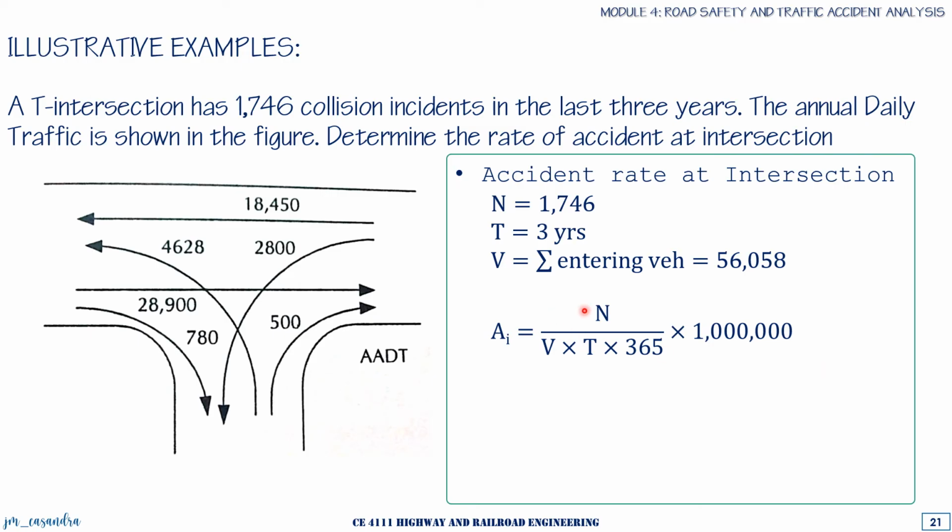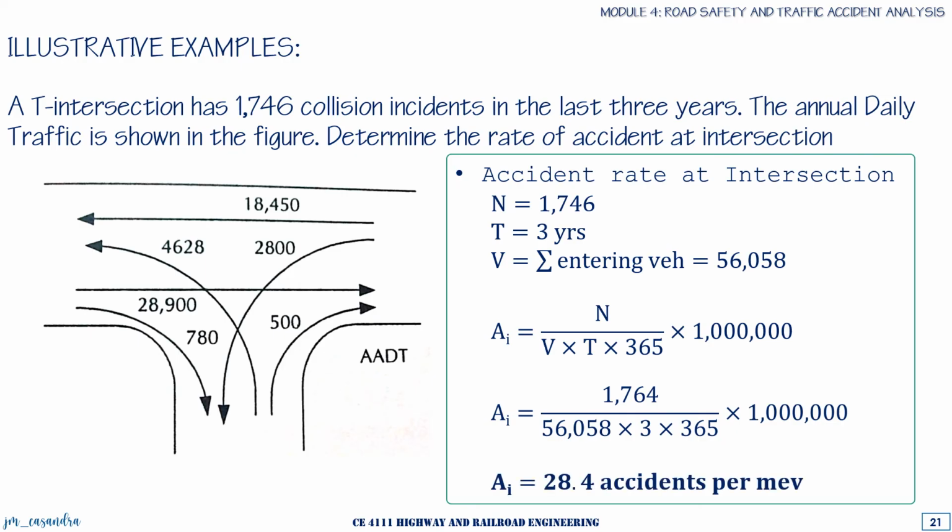So substituting now our N, V, and T, we get a value of the accident rate at intersection equal to 28.4 accidents per MEV. MEV stands for million entering vehicles.